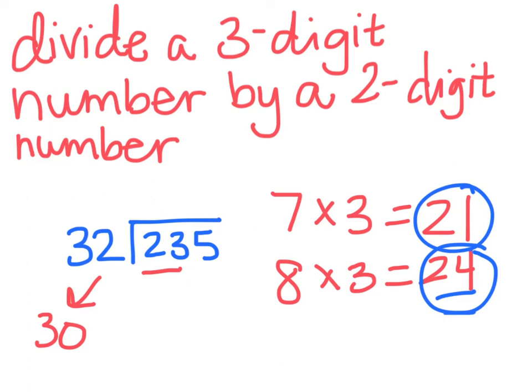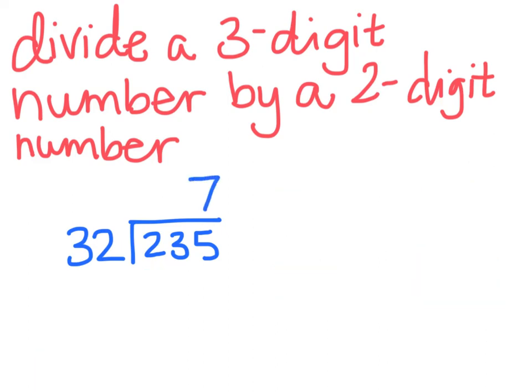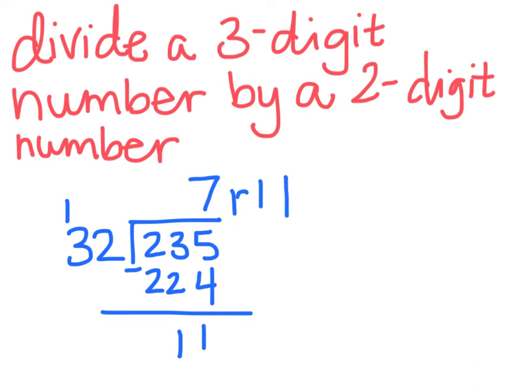So let's test 7 and see where that takes us. All right, placing 7 in as our quotient, let's take 7 times 2 equals 14. We'll put our 4 in the ones place and carry our 1. 7 times 3 is 21, plus 1 is 22. Now let's subtract to see what we have left over as our remainder. 5 minus 4 is 1, 3 minus 2 is 1, and 2 minus 2 is 0. So our answer is 7, remainder 11.